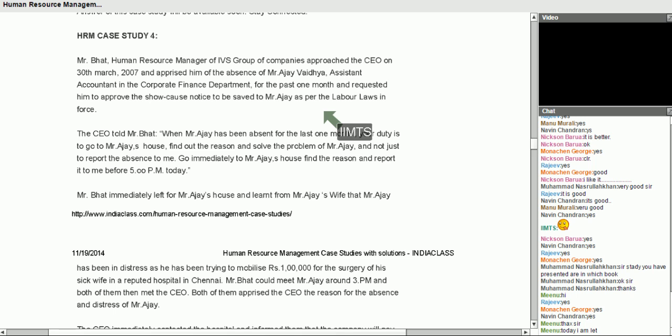So the HR manager complained to the CEO that Mr. Ajay Vaid is not present in the corporate finance department for the past 1 month. For the past 1 month he has not been coming to the office, and the HR requested the CEO to approve a show cause notice to be served to Mr. Ajay as per the labor laws in force, because they want to know the reason for his not being present in the office.